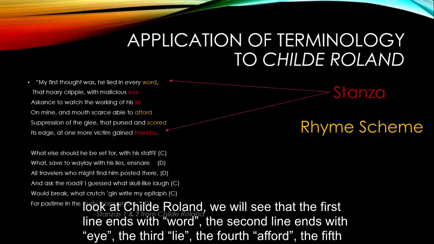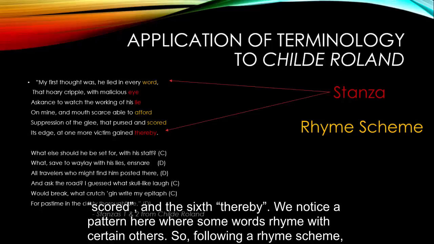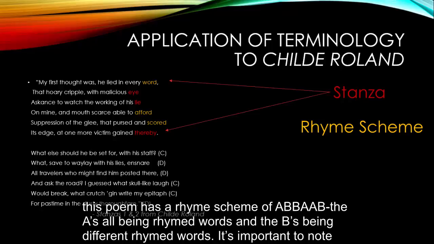If we take a look at Childe Roland, we will see that the first line ends with word, the second line ends with I, the third lie, the fourth afford, the fifth scored, and the sixth thereby. We notice a pattern here where some words rhyme with certain others. So, following a rhyme scheme, this poem has a rhyme scheme of A, B, B, A, B, A, the A's all being rhyme words and the B's being different rhymed words.